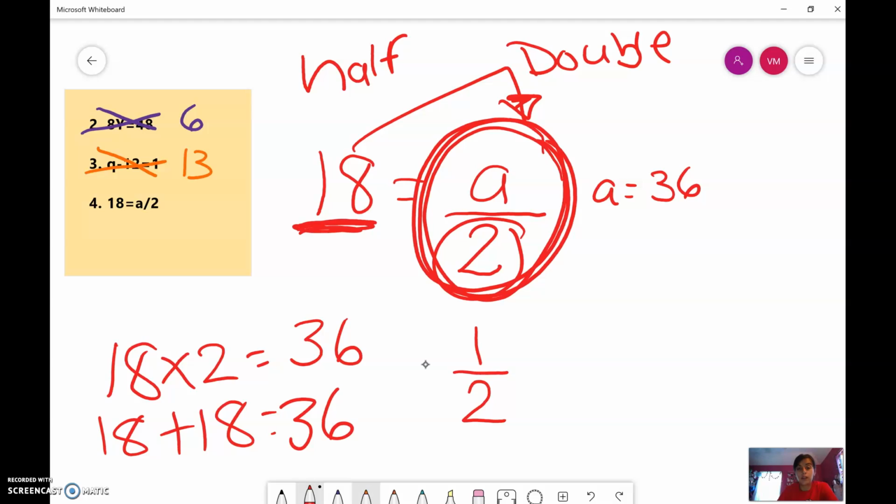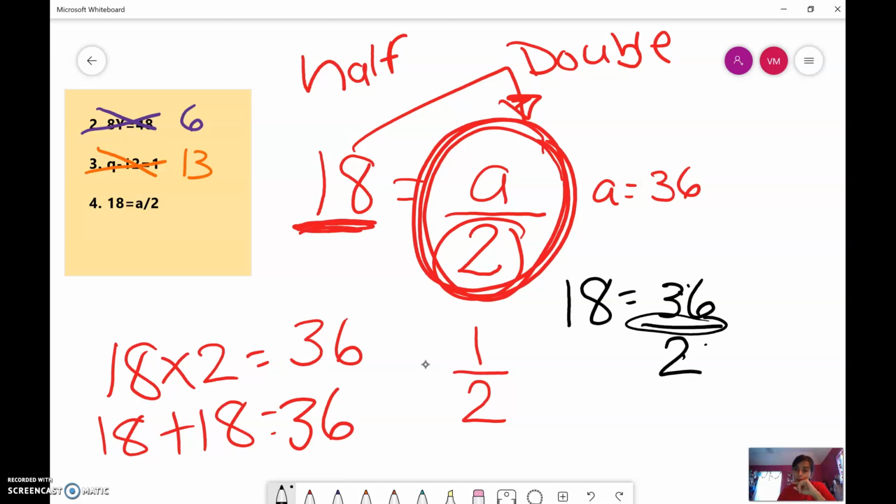I'm going to rewrite it in a different color so you can see it. 18 equals 36 over 2. That way you can check: what's half of 36? 36 divided by 2, remember that symbol is division. What does it equal? Yes, it equals 18. So it works. The value for a has to be 36. Hopefully it made sense. I'm sorry I gave you a challenge. Keep in mind, I might give you more challenges, or if you want one, you can send me that one later.